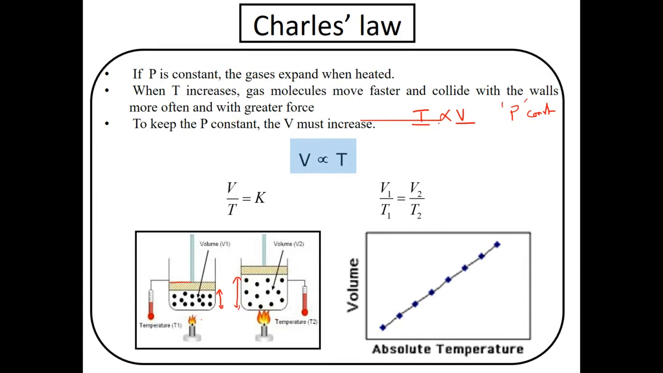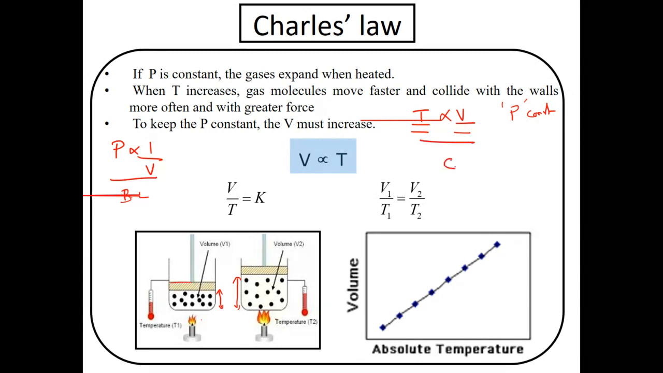When you increase the temperature, your volume increases. When you decrease the temperature, your volume decreases. Direct relation. In such a case, that is Charles' law. What is Boyle's law? When you increase the pressure, your volume decreases. So this is Boyle's law, and this is Charles' law. Clear?